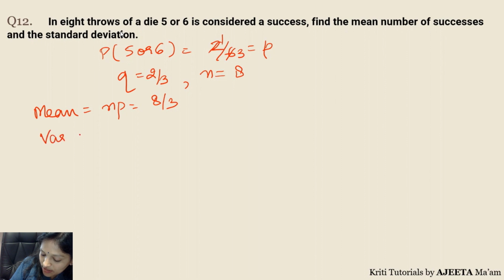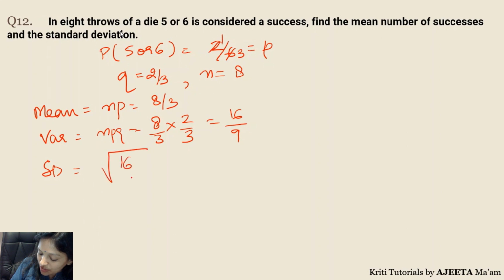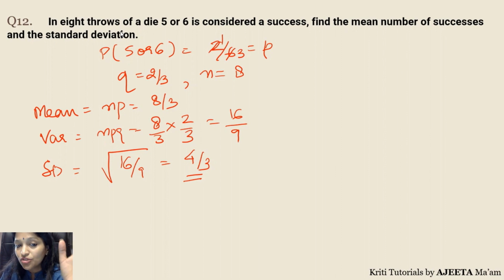What will be your variance? Your variance will be NPQ, 8 by 3 into 2 by 3, that is 16 by 9. So what will be your standard deviation? That will be square root of 16 by 9, that is 4 by 3. Right? So that will come out to be 4 by 3. If they ask you the sum for the mean and variance, just add them. If they ask you the product, just do the product. Otherwise, this will be your final answer.